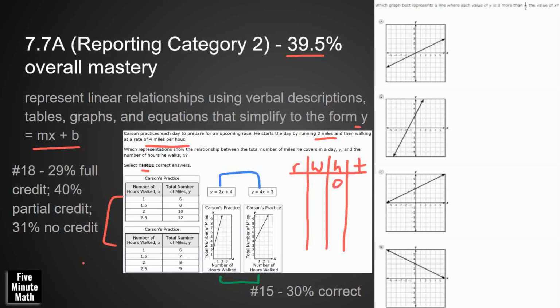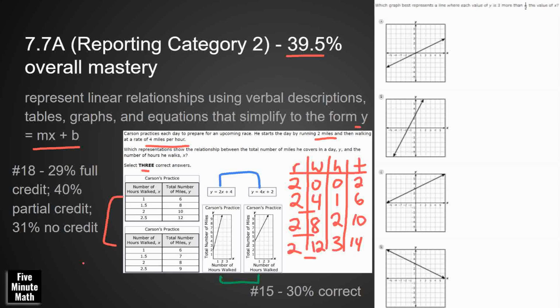At 0 hours, he is not walking. He's got 2 miles run. He hasn't walked anything, so he's gone a total of 2 miles. Now, after he's done running the 2 miles, he walks at a rate of 4 miles an hour. So at 1 hour, that 2 is not changing, right? The walking is 4 miles. 2 and 4 make 6. At 2 hours, the running doesn't change. Now he's walked 8 miles, and that makes 10. At 3 hours, the running hasn't changed because he's not running again. He's now walked 12 miles. That goes to 14.